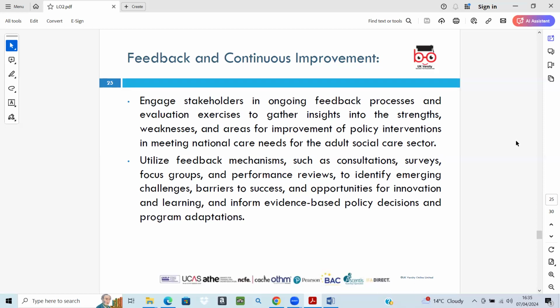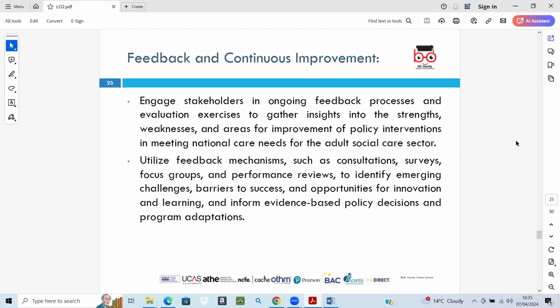Then it's related to the feedback mechanism. We establish formal feedback mechanisms to gather input from stakeholders on the strengths, weaknesses, and areas for improvement of policy intervention. We utilize surveys, interviews, and consultation to collect feedback on the impact of policy intervention, and we identify emerging challenges and assess the effectiveness of implementation strategies. Then we conduct regular evaluation exercises. We use performance reviews, impact assessments, and case studies.